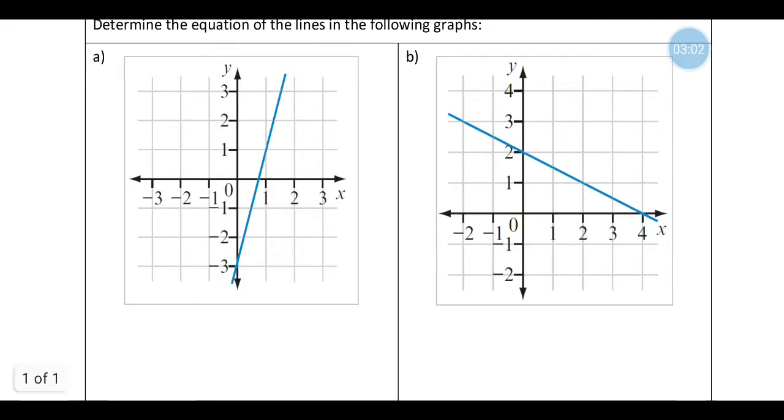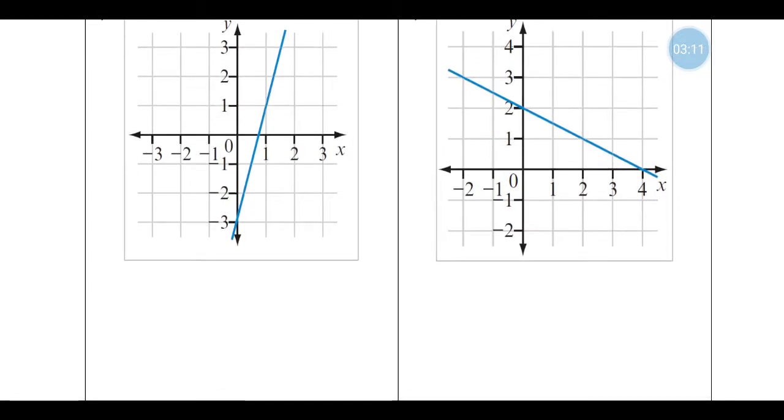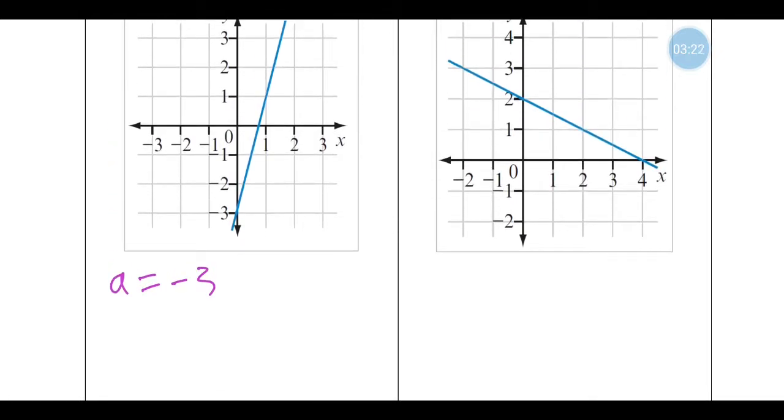So on the left here, determine the equation of the lines in the following graphs. Question A. All right, the first thing that we need to do is take note of the y-intercept, which is minus 3, because that is going to be our a value. A equals minus 3. So far, so good. Now we need our b value. So b is the gradient, okay?